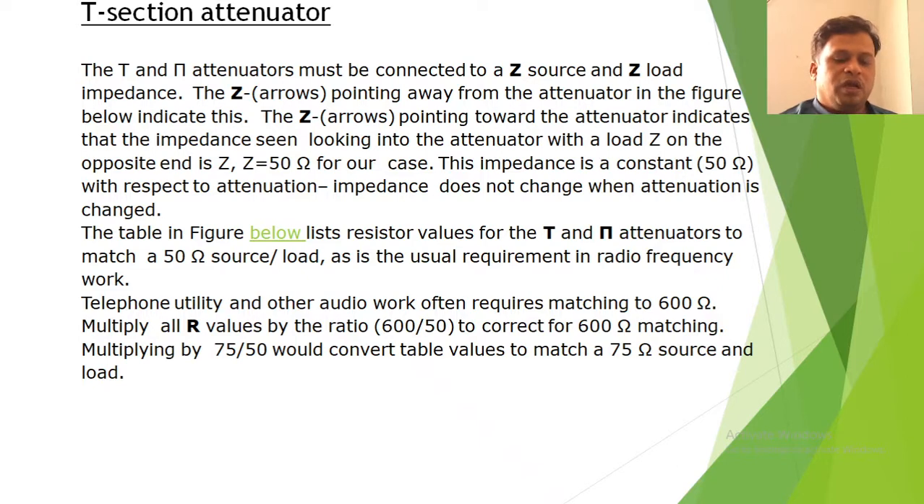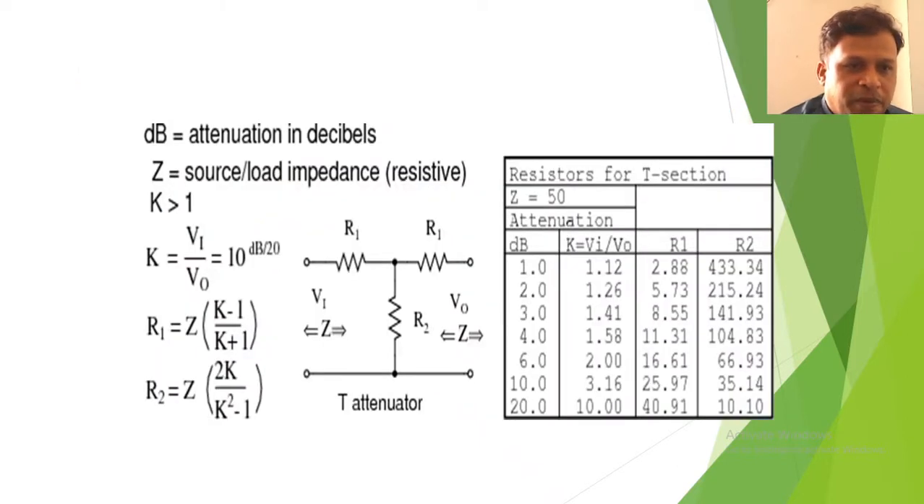to a load. Now we will see in the table, for what level of impedance and what attenuation, what are the values of resistors. So if these resistor values are designed properly, the attenuation level will be attained perfectly. So dB is attenuation in decibels and Z is the source.